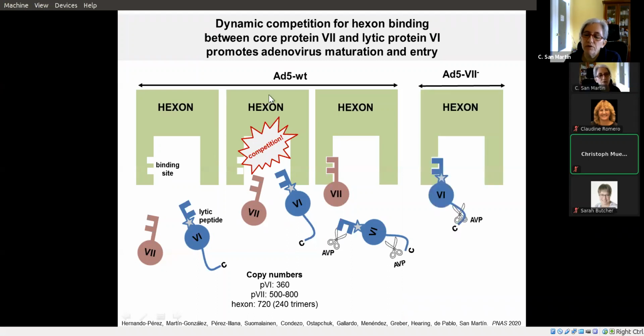When we do not have protein 7, all the sites are available for protein 6, and protein 6 is stuck here and cannot properly be cleaved and exposed during entry.